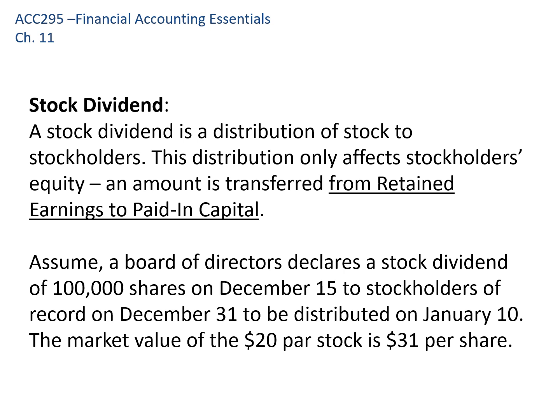We need to take into account the market value of the stock. So the stock has a $20 par and it's currently trading at $31. So $31 times 100,000, that's the value that we're giving to shareholders. They could turn around and sell those shares that day and have cash.